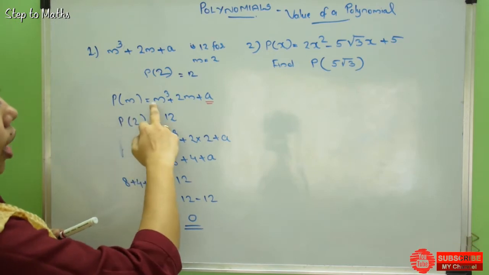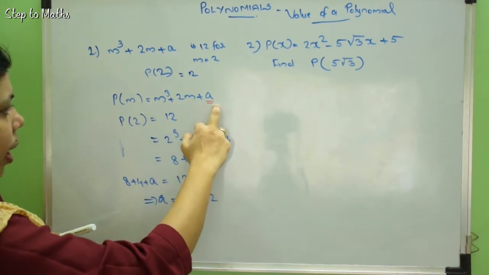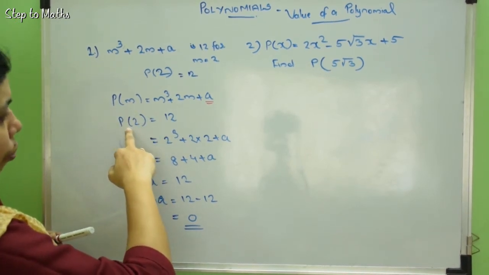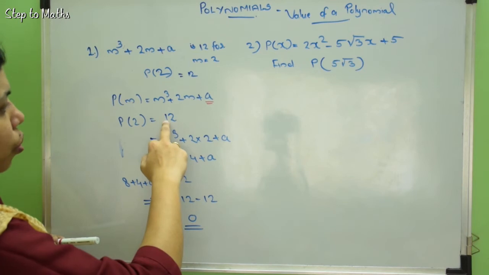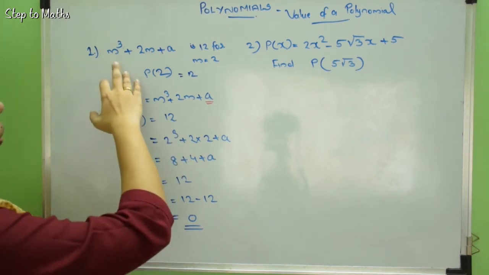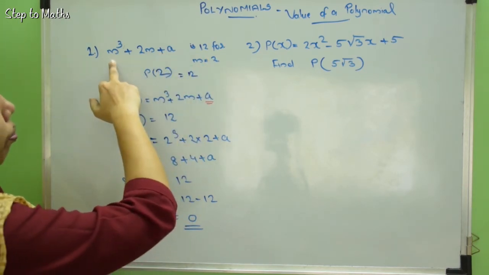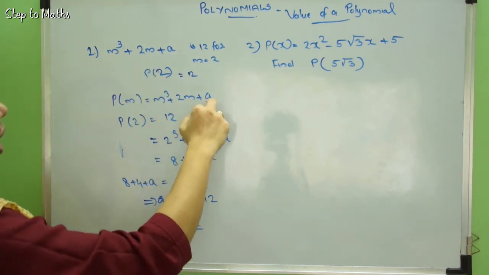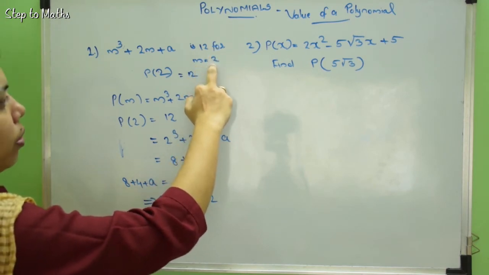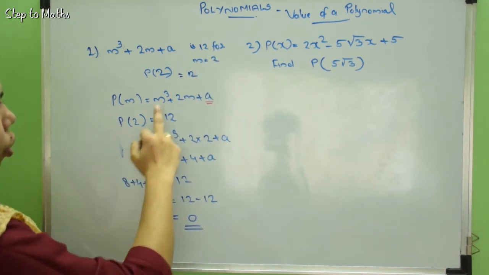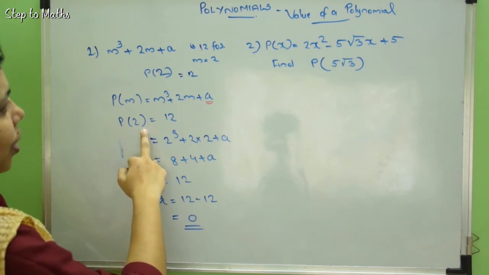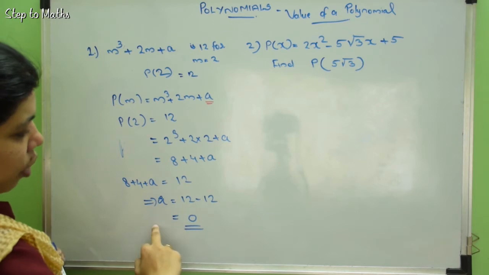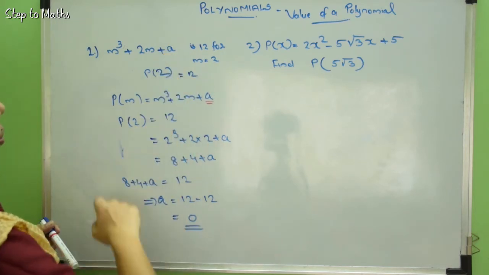P of m is m cube plus 2m plus a, and p of 2 is equal to 12. Given that p of m is equal to m cube plus 2m plus a, and its value is 12 for m equal to 2, that is p of 2 is equal to 12. Using that we find the value of a.